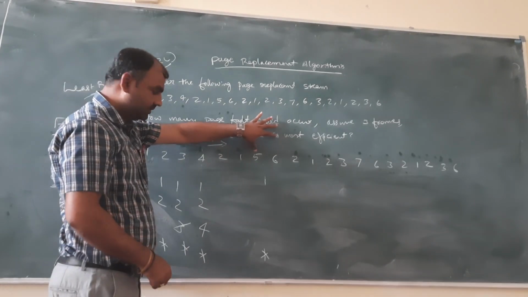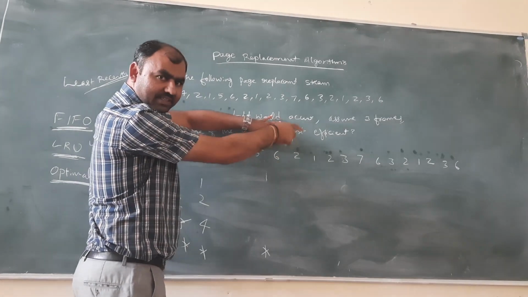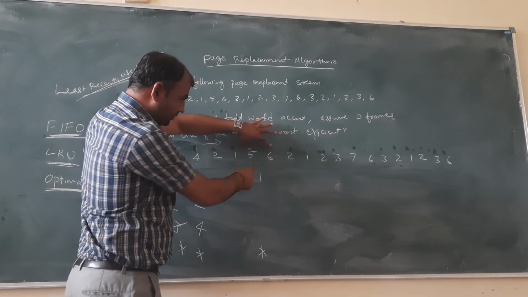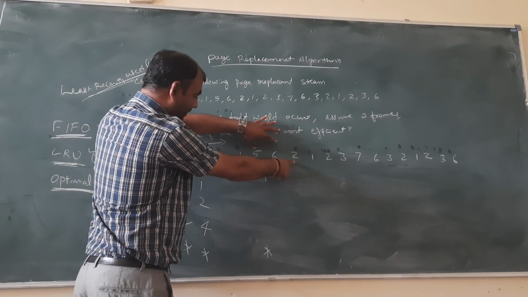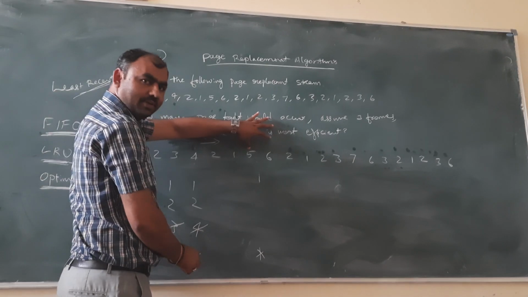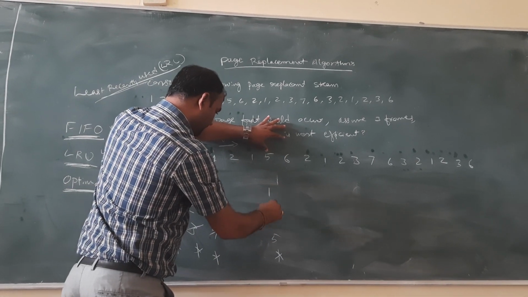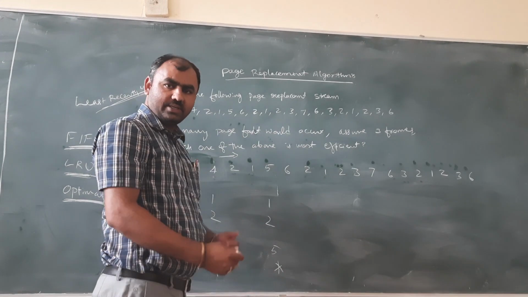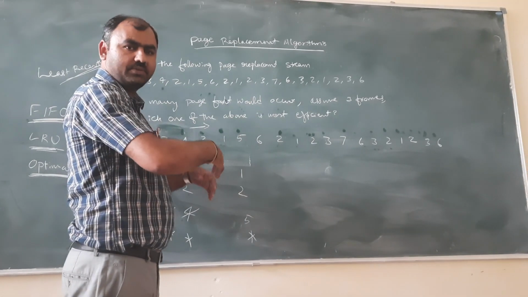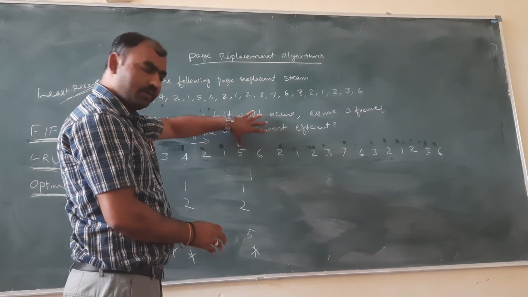Then which one to replace? Among these, see which one is required in the future. We look at the future here. 6 is required, meaning among these 3 only. 2 is required soon, after that 1 is required, so don't worry about this 4. Just replace 4 with 5, and keep the remaining as they are. I think you got an idea, right? Whichever is required, you keep those. Whichever is not required for a longer duration, you replace that one with the new page.